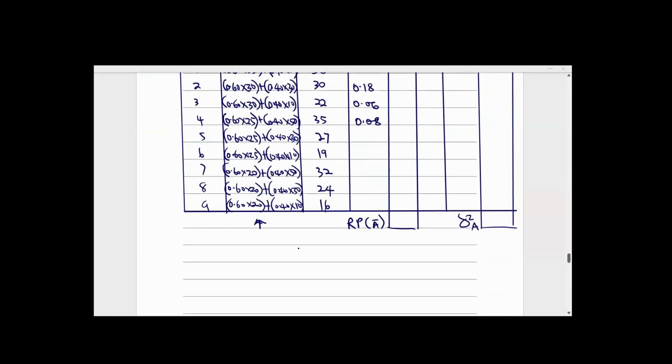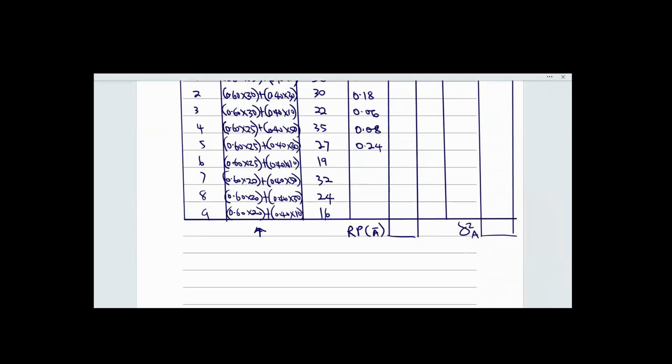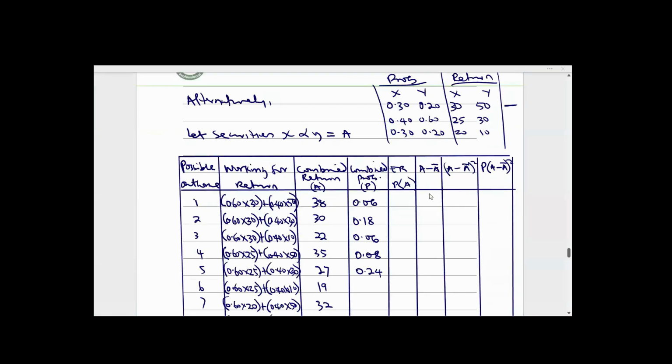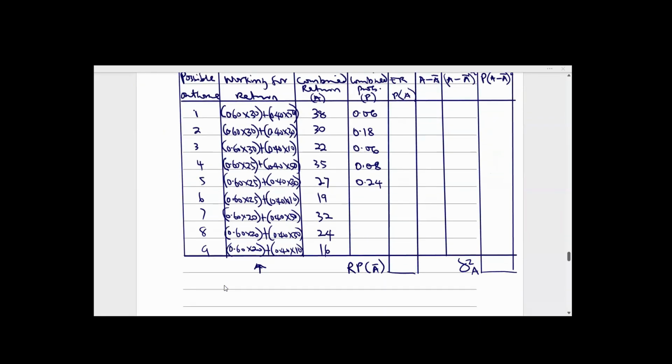Here is 0.24. Then probability of that 0.25 is still the same as a 0.4 multiplied by probability of 10, return 10, which is a 0.2. That's 0.08. Here is 0.08.